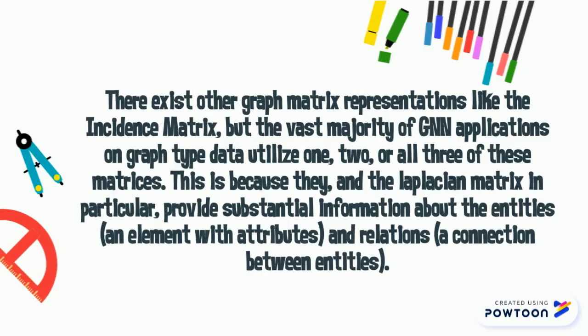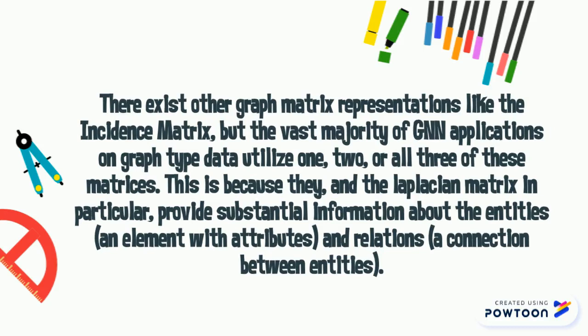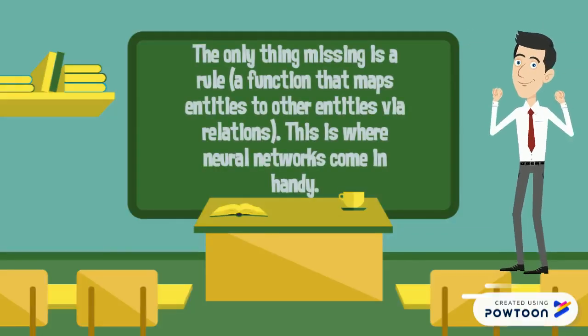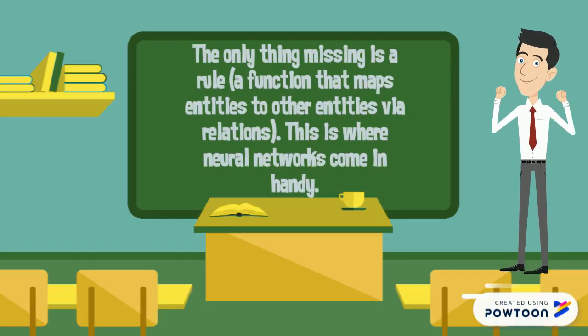There exist other graph matrix representations like the incidence matrix, but the vast majority of GNN applications on graph-type data utilize one, two, or all three of these matrices. This is because they, and the Laplacian matrix in particular, provide substantial information about the entities, an element with attributes, and relations, a connection between entities. The only thing missing is the rule, a function that maps entities to other entities by relations. This is where neural networks come in handy.